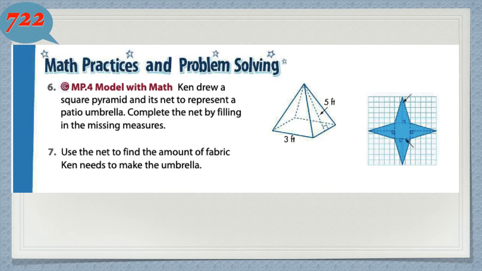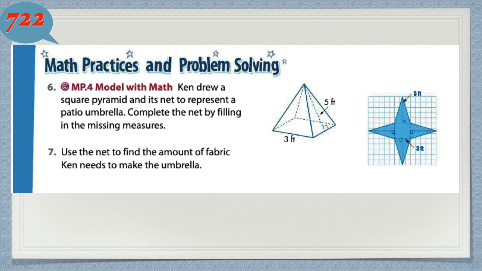Okay, on page 722, the problem-solving part. Question 6. Ken draws a square pyramid and its net to represent a patio umbrella. Complete the net by filling in the missing measures. So, the net was already drawn here. We are just going to fill in the missing measures. So, that is having a base of a square with the side measuring 3 feet. And a triangle, the height of that triangle is 5 feet. Okay, those are the missing measures.